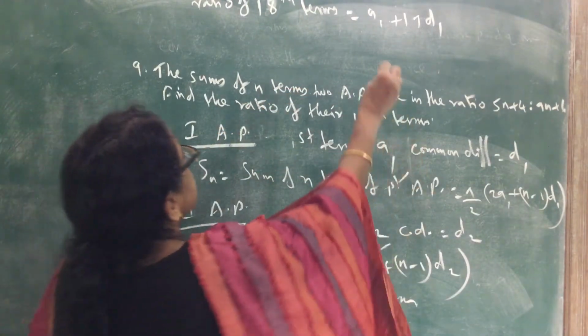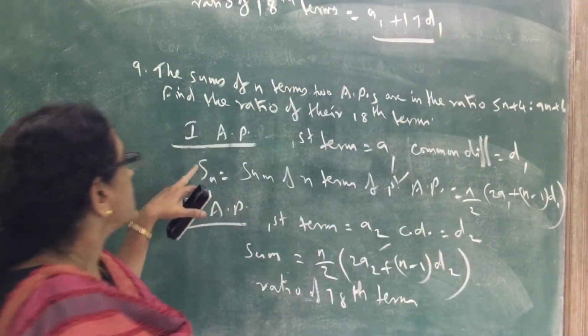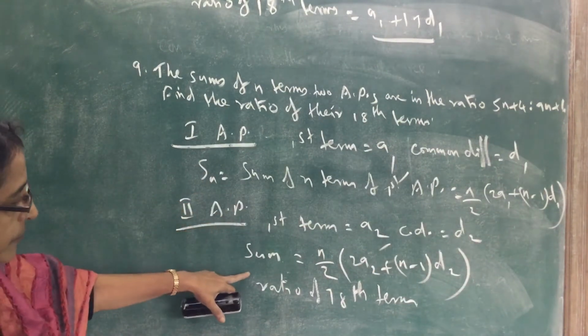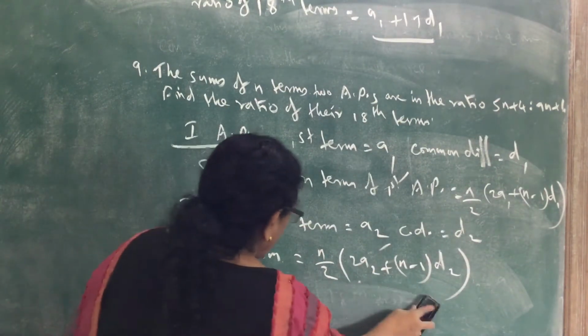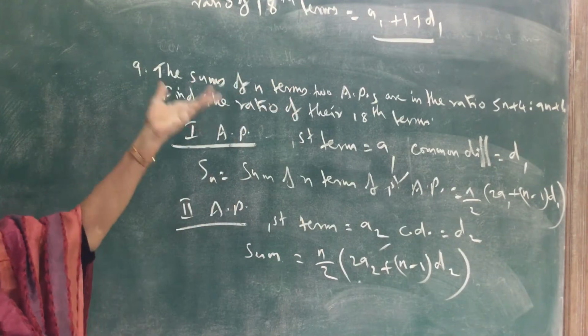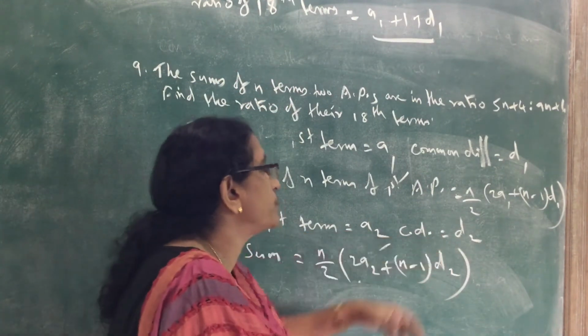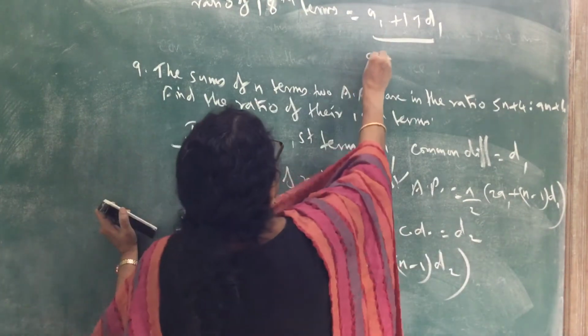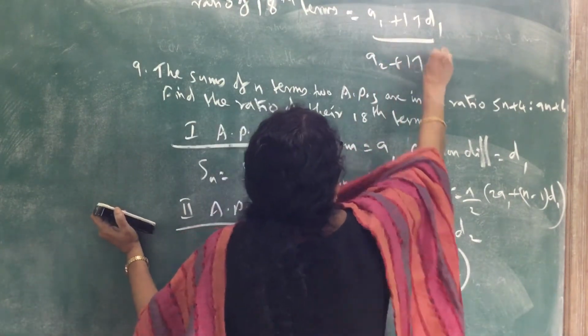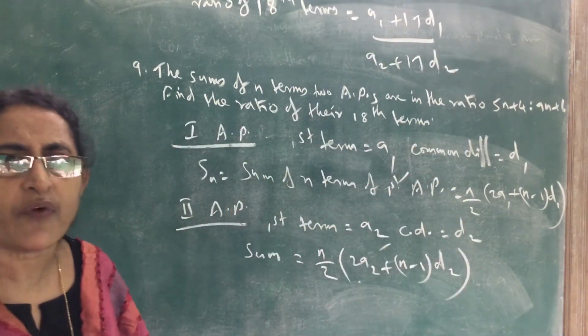Ratio means divided by. What is the 18th term of the second AP? With a2 and d2, that is a2 plus 17 d2. So this is the ratio we want to find.